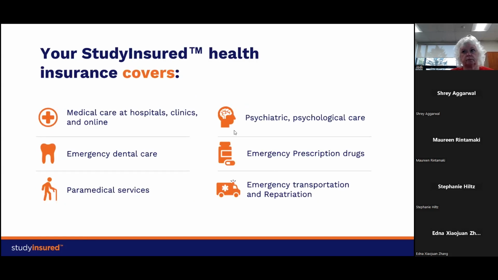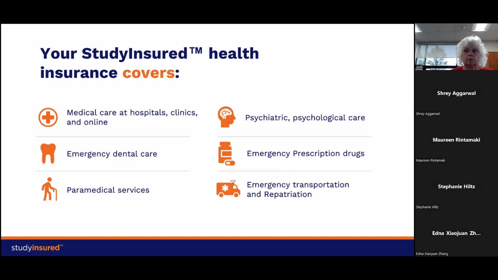So your StudyInsured health insurance coverage is very robust. It covers almost every area of medical care you could possibly need. And of course, as mentioned earlier, you can use any medical care facility. So we don't have any restrictions on where you can receive your care, as long as there are medical doctors licensed in Canada to provide that care. So hospitals, clinics, and of course, our virtual health service are all included in the package.